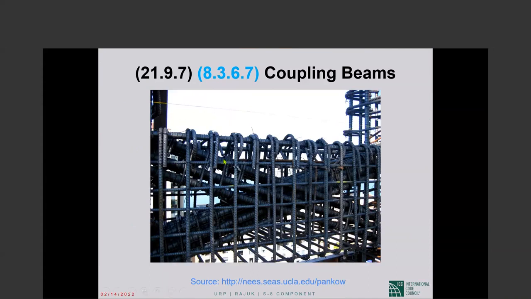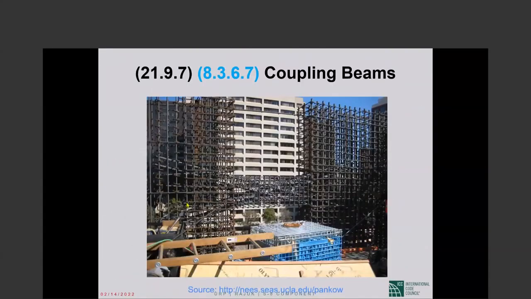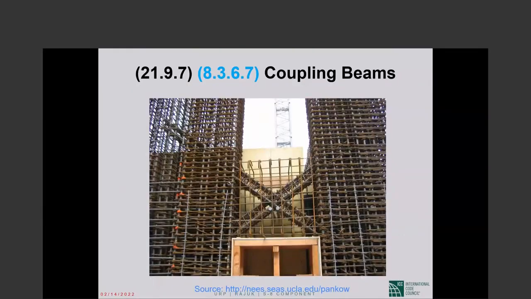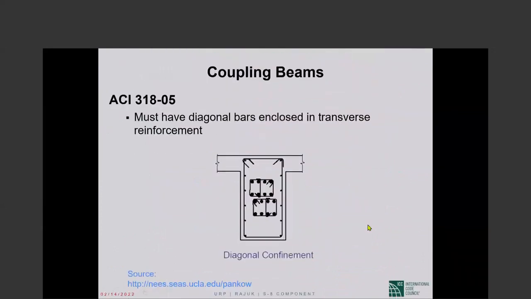You see the span to depth ratio. This is a more slender one. You see the diagonal, you see how much development length. You need a lot of room to develop these things. And then a very short stocky coupling beam. Okay, you see the diagonals, and you see the extent, the development length. So these are obviously real cages.